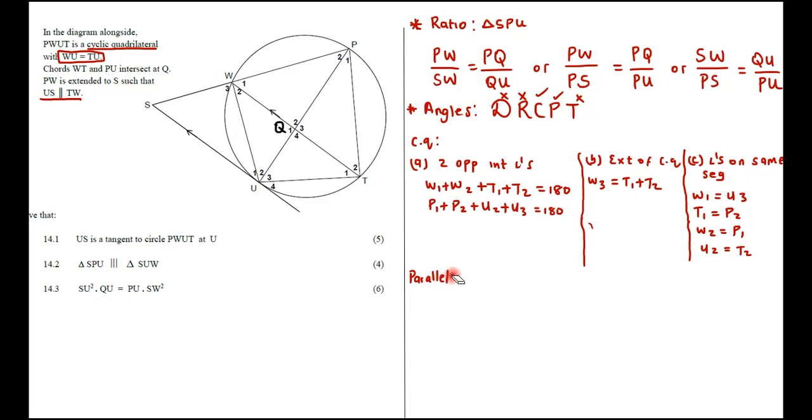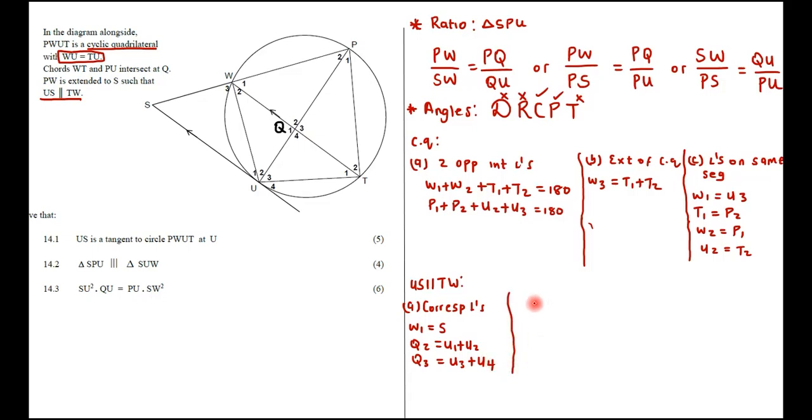So in the parallel lines, let me rather use US parallel to TW, of course. So with that, I'm looking for corresponding angles. So I'm going to put corresponding angles. So here, W1, of course, is angle S, right? And then from there, I see Q2 with U1 plus U2. And then I see Q3 with U3 plus U4.